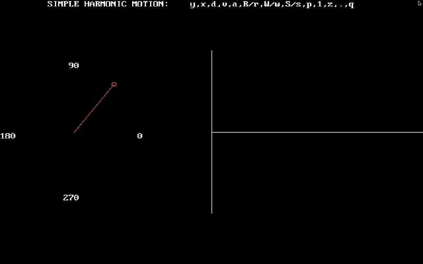Here we have an object moving counterclockwise in a circle. It has a constant angular velocity. I can change the radius. Does it still have a constant angular velocity?